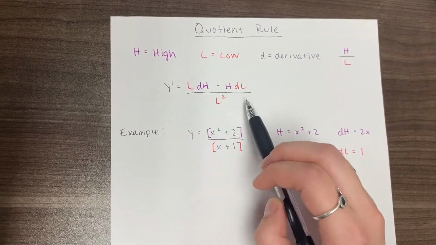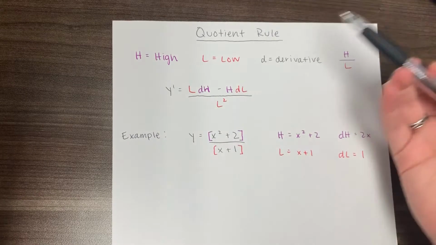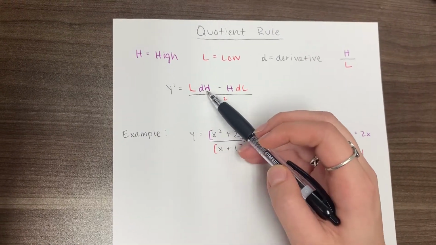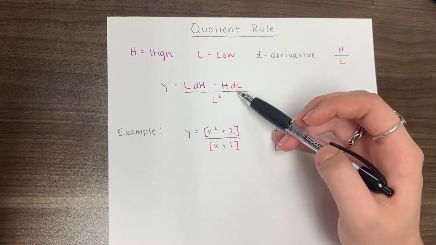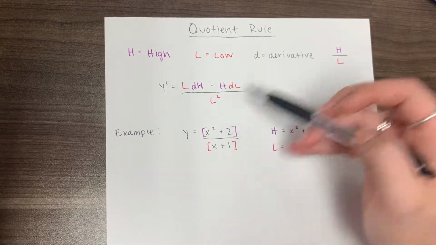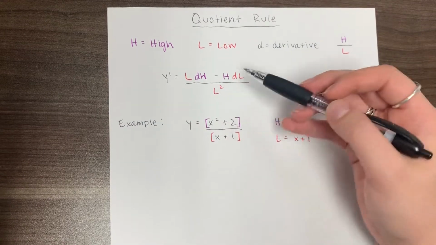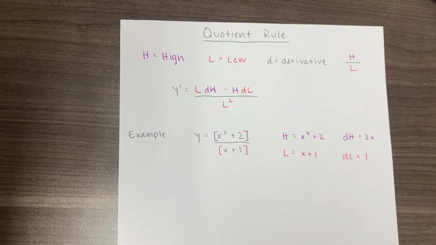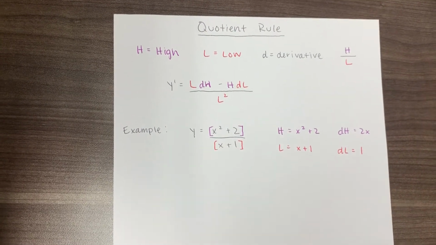And so here's just the equation for the quotient rule. So it is y prime, the derivative, equals the low equation times the derivative of the high equation minus the high equation times the derivative of the low equation, all over the low equation squared. So an easy way to remember this is low d high minus high d low, all over low low. We made a quick song about that in calculus, and it really helped to remember this, at least for me.